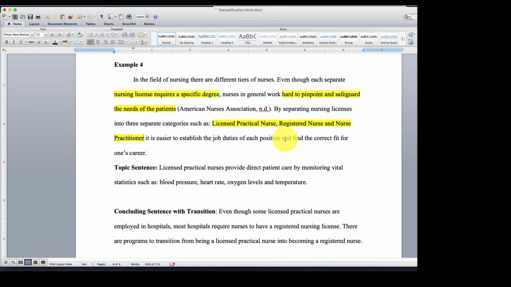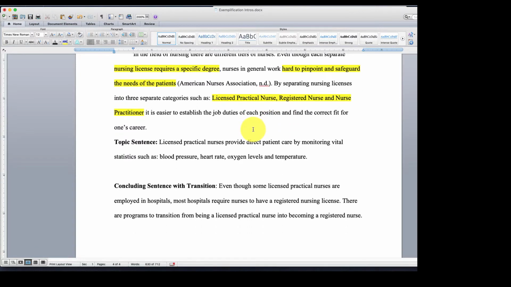So if we were to look at the paper, we would see the first paragraph. Licensed practical nurses provide direct patient care by monitoring vital statistics such as blood pressure, heart rate, oxygen levels, and temperature. So there are specifics there that you really don't need in your topic sentence, but at least we know in that paragraph they're going to talk about blood pressure, heart rate, and some of the monitoring vital statistics that an LPN does.